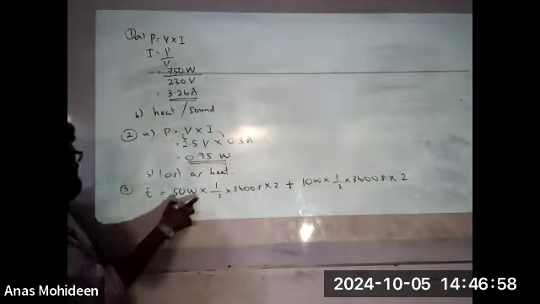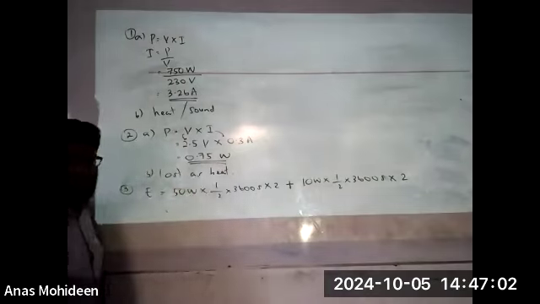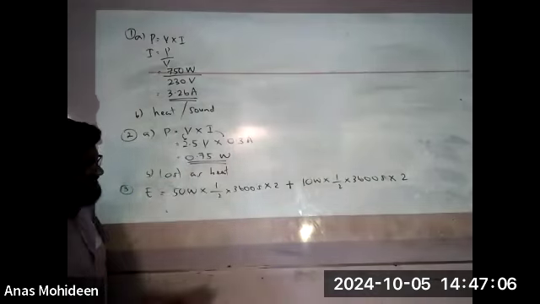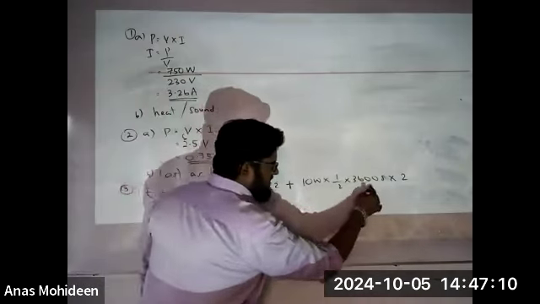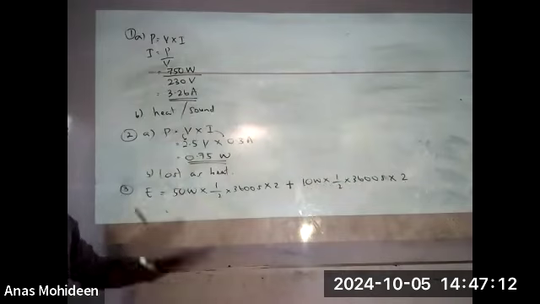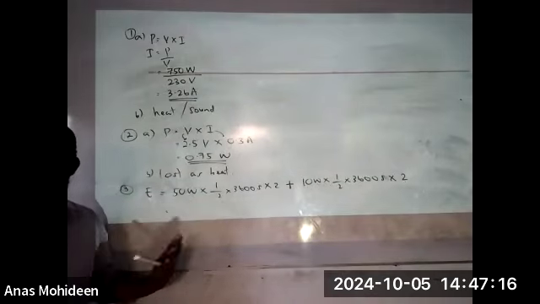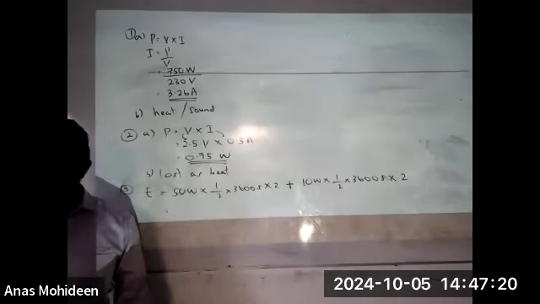What you can do? 50 watts into 2 you can take, and 10 watts into 2 separately. 50 plus 10 you can take, because the others are the same. Can you see half into 3600 into 2? So 50 plus 10 is 60. You have to show that. Straight away you can't write 60, and then multiply by that, taking a bracket.